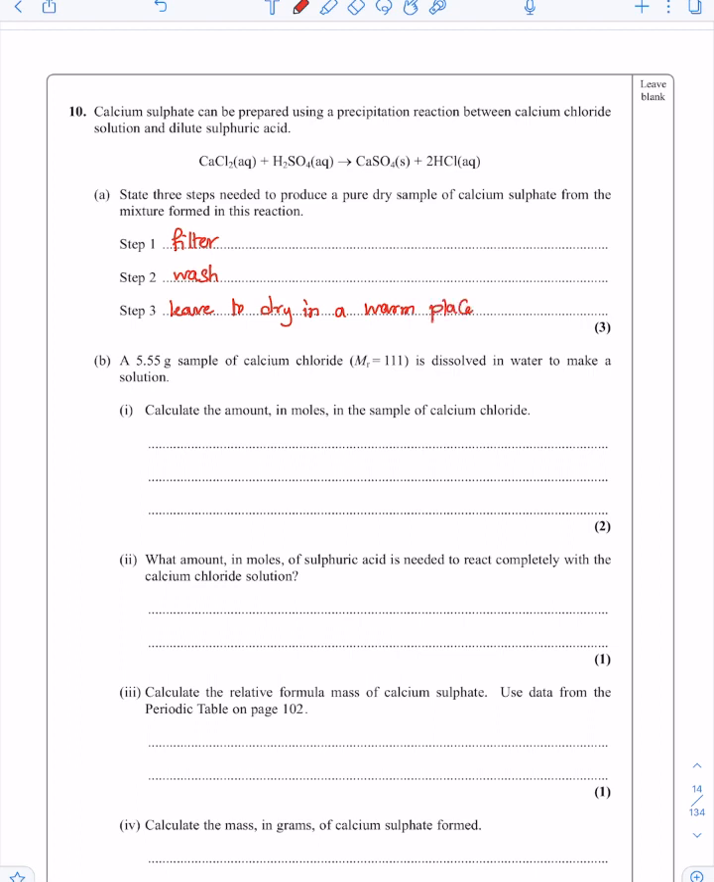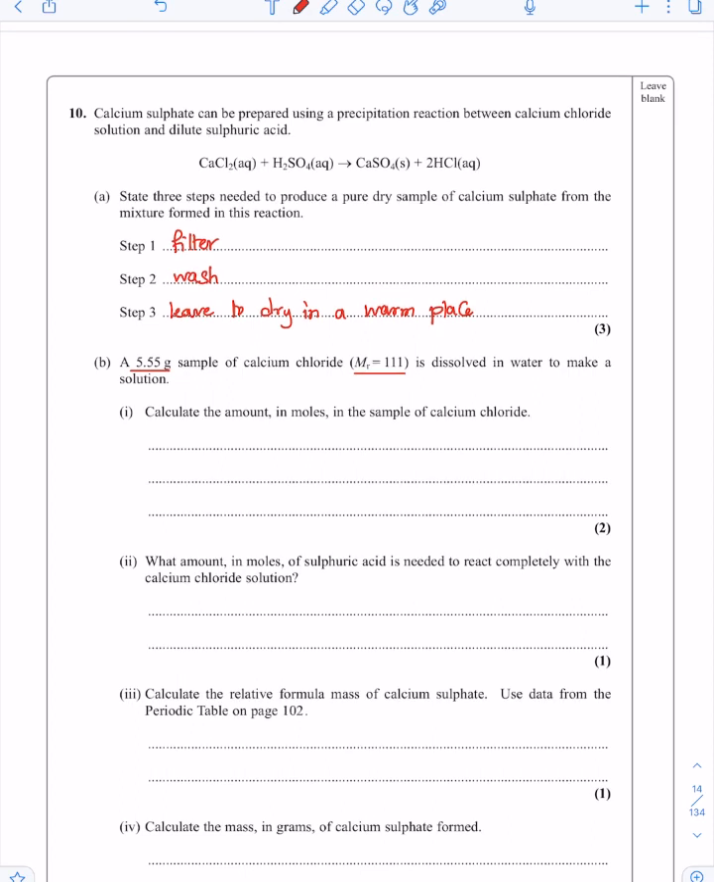طيب a 5.55 gram sample of calcium chloride which has a relative molecular mass or relative formula mass 111 is dissolved in water to make a solution. Calculate the amount in moles of this sample of calcium chloride.